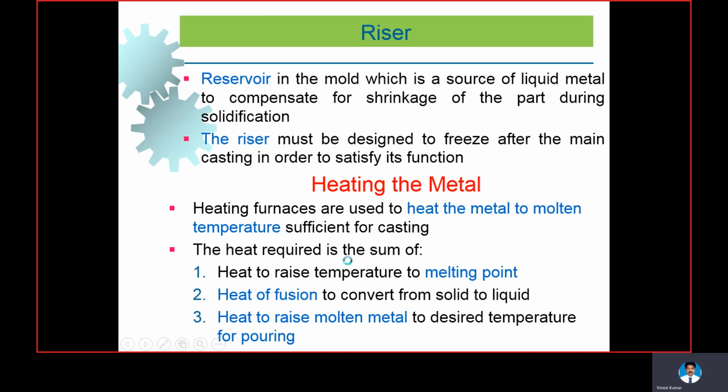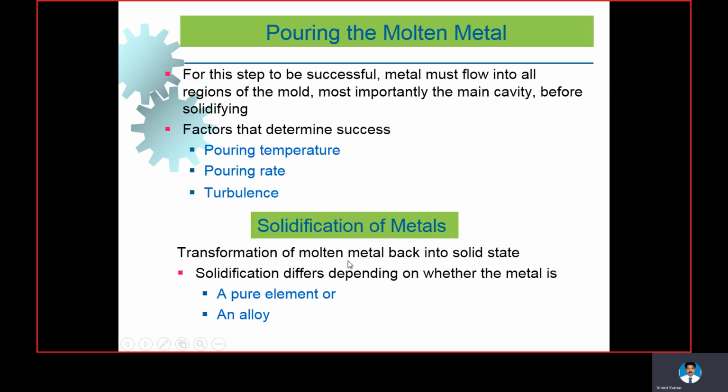Pouring the molten metal: pouring temperature, pouring rate, and turbulence are all factors which affect the efficiency of the process. The pouring temperature is at minimum around 100 degrees Celsius more than the melting point. Pouring rate and turbulence of the molten metal are very important in a casting process. One thing we need to make sure is that metal must flow into all regions of the mold, most importantly to the main cavity, before it gets solidified.